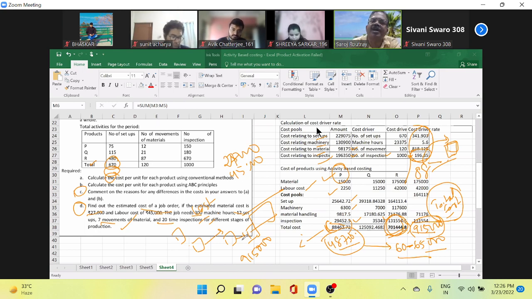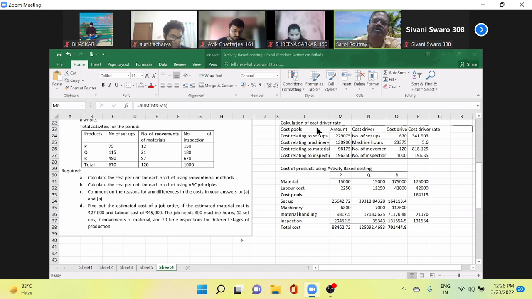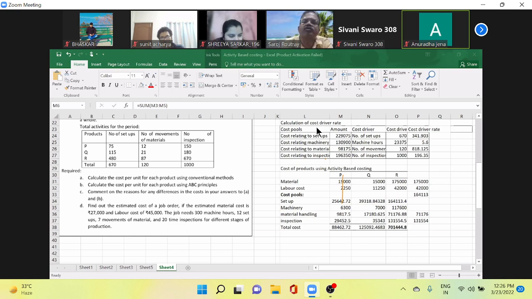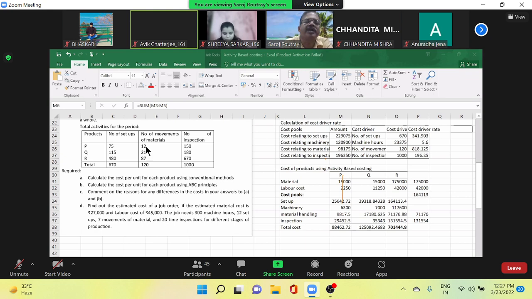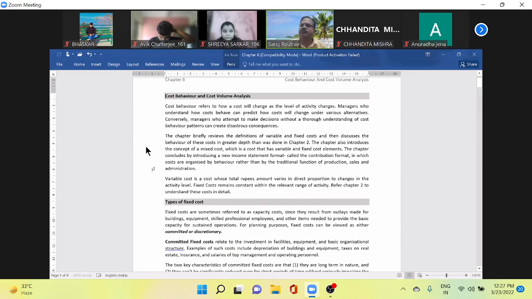Now we'll move to the next chapter. The next chapter is cost behavior and cost volume analysis. Is it visible to all of you? Cost behavior and cost volume analysis? No, sir. No, sir. So cost behavior and cost volume analysis.